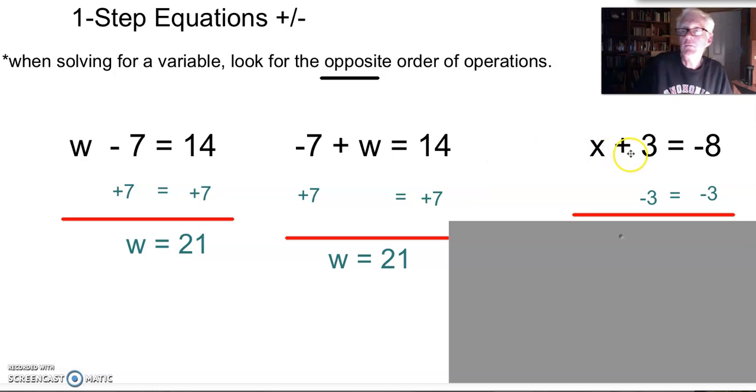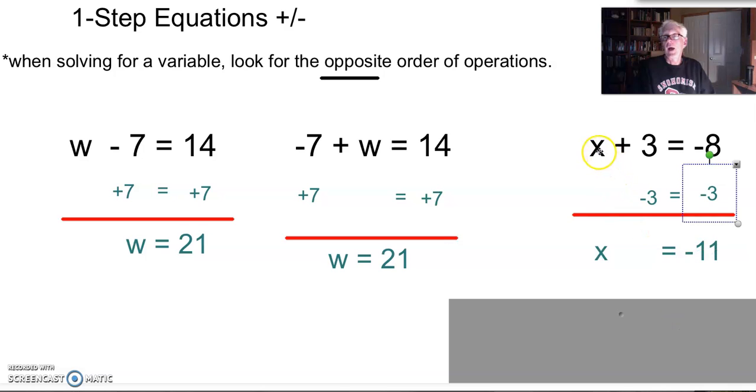If you are adding, the opposite of adding is subtracting. So I want the W or the X by itself, so I subtract 3 from both sides. I subtract 3 from here, I subtract 3 from there, because I want the X alone. Now when I do this, I haven't touched the X, it stays there. 3 minus 3 is 0. I won't even write the 0 down. And negative 8 minus 3 is negative 11. So in this simple equation, X plus 3 equals negative 8, X equals negative 11.